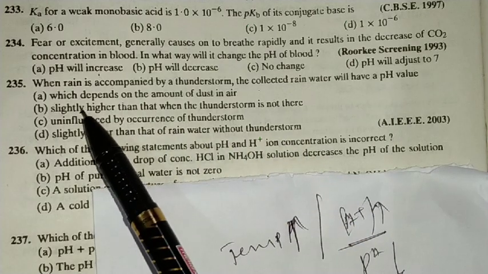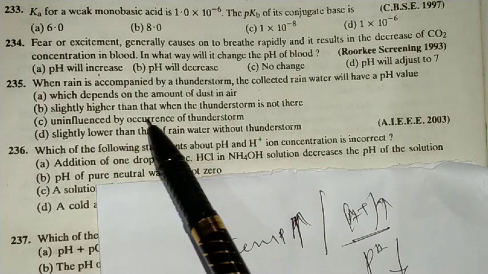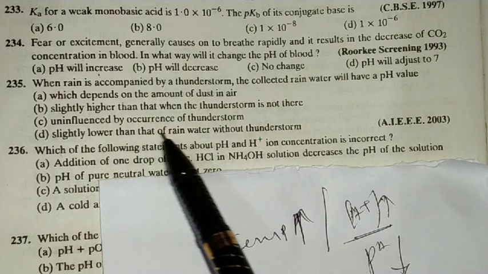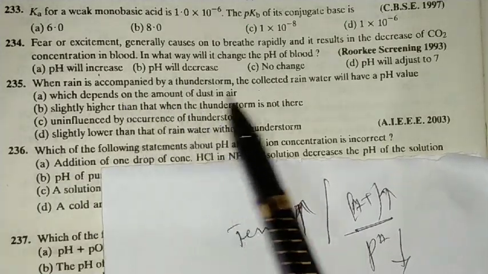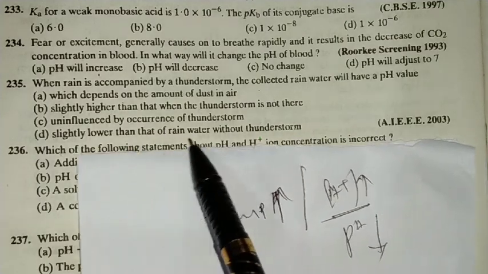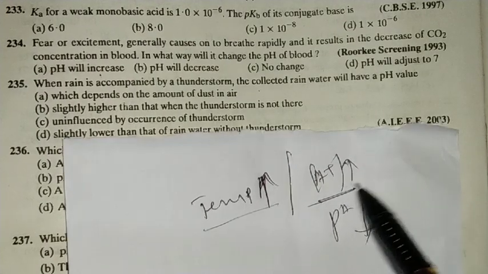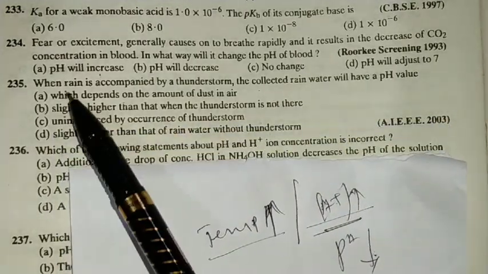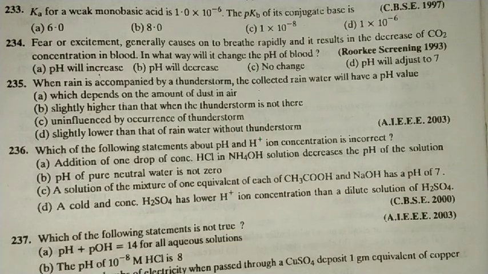Is it okay? So the options they have given: which depends on the amount of dust in the air, slightly higher than when the thunderstorm is not there, uninfluenced by occurrence of thunderstorm, slightly lower than that of rainwater. See there, pH value affecting this one, slightly lower than that of. So why is it slightly lower than that of the rainwater? Because due to the thunderstorm, temperature increases, H plus increases. If H plus increases, pH decreases. Is it okay? So the remaining are not suitable to the given question. Right. Look at the next question.